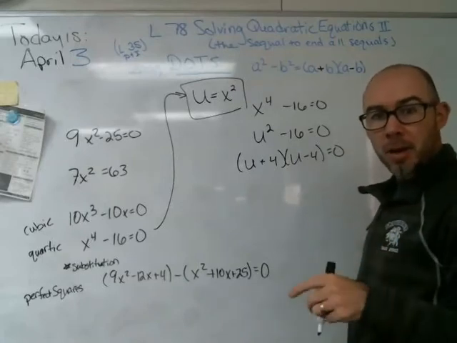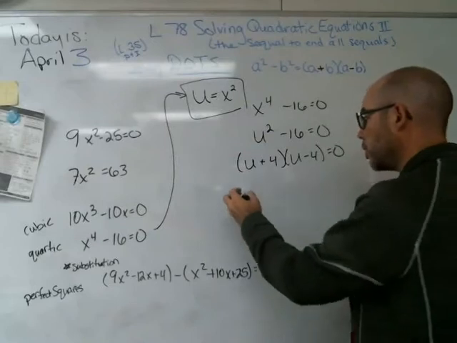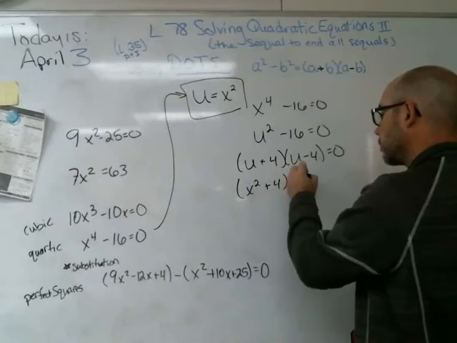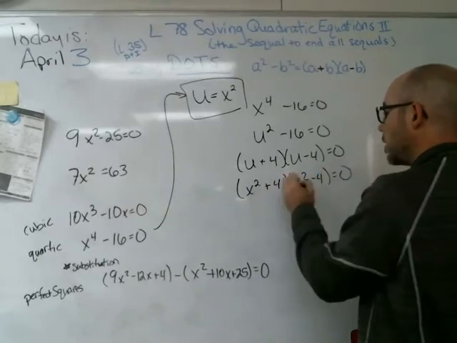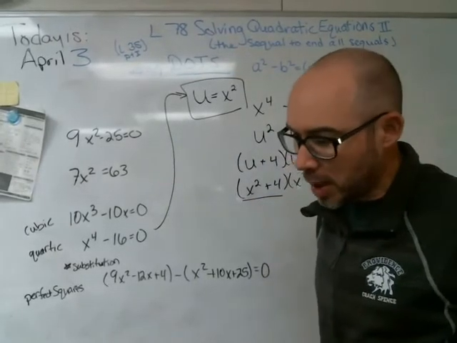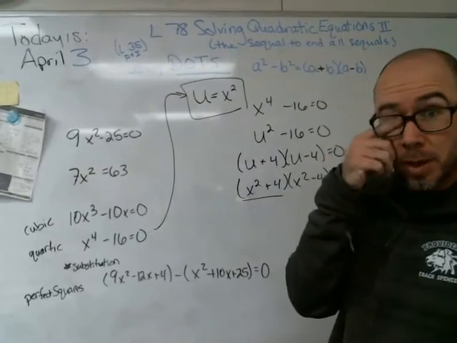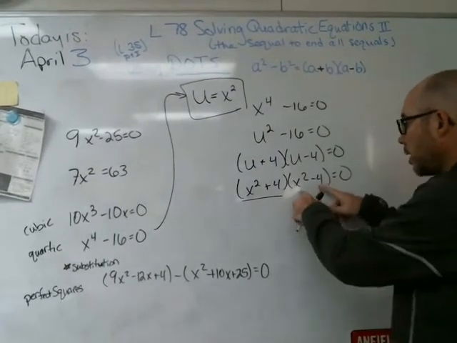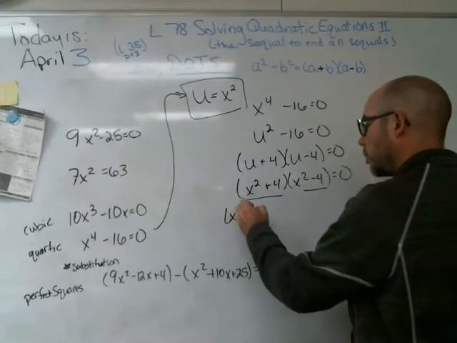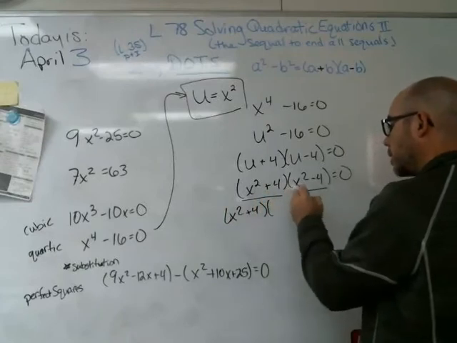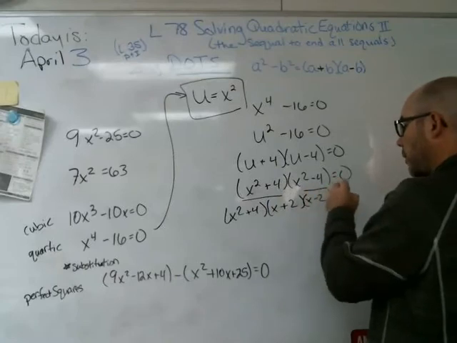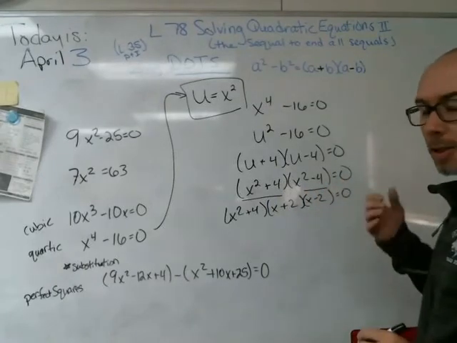Now, I'm going to put that thing back in for u. That means I'm going to put the x squared back in. And you notice that here I have the sum of two squares, which I can't really do anything about. It's going to give me some complex roots. And I've got this, which is the difference of two squares again. So I've got x squared plus 4, and then the difference of two squares, x plus 2, x minus 2. I'm still going to have 4 answers.